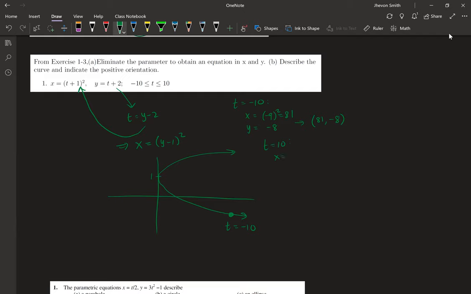your x would be 11 squared, which is 121. And then your y would be 12. And so those are both positive. It's 121 comma 12. That's over here. So you'll notice that you're moving in this direction. Okay. So for a multiple choice, they might have a picture like this or something of that sort, or maybe they'll ask you about the equation.